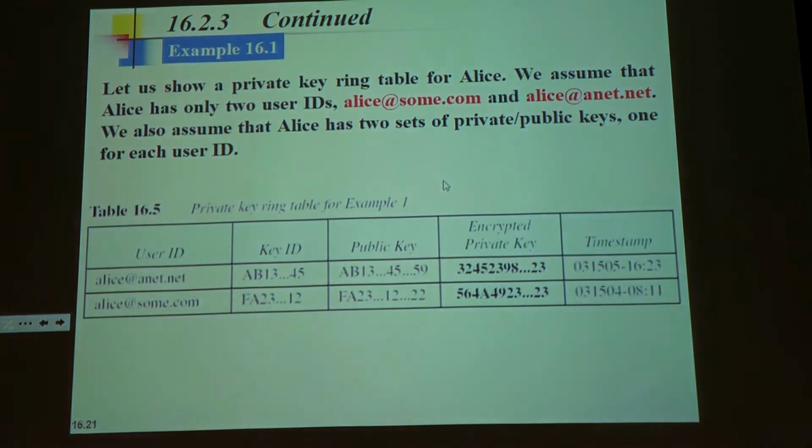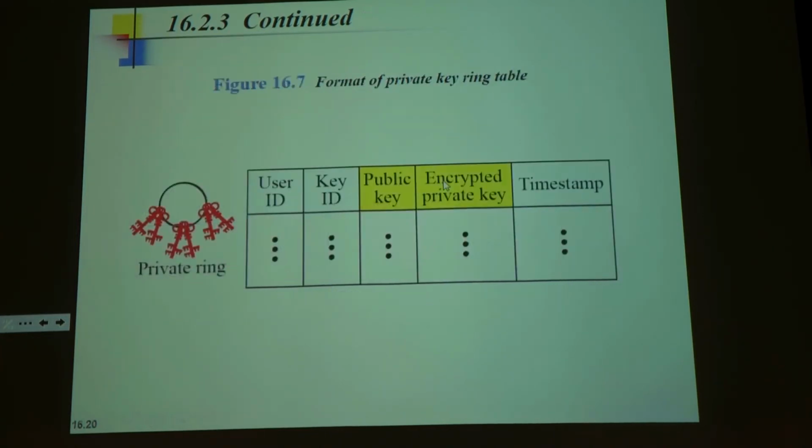So it has the user ID and the key ID. The user ID is usually the name or the email address, for example. And the key ID is a unique number. For each pair, the key ID could be the first 64 bits of the public key. So for example, this is the public key; you take the first 64 bits and you give it as the key ID. It could be a different implementation.